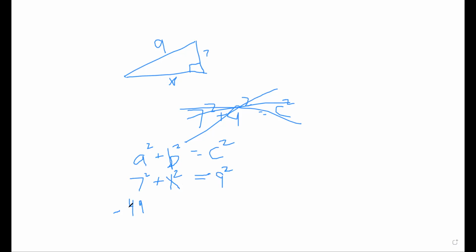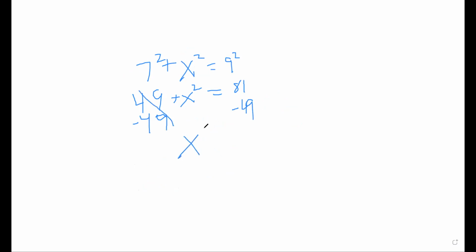So I'm going to subtract 49. Whoops. I'm sorry. I'm getting ahead of myself. So 7 squared plus x squared equals 9 squared. That's 49 plus x squared equals 81. Now I can subtract 49. X squared, 81 minus 49: 1 minus 9 is 2, 7 minus 4 is 3. X squared equals 32. So how do I find x?